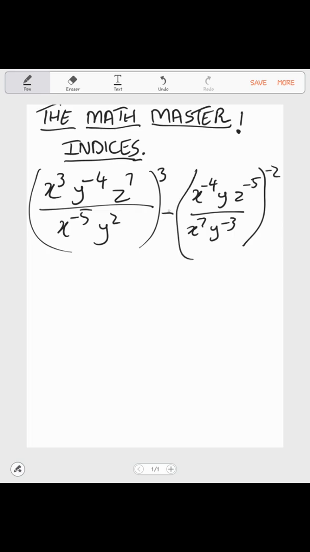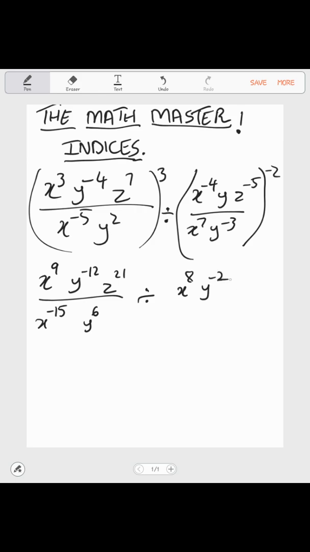Alright, so this is the divide sign right here, and you can easily simplify it. I'm just going to do it quickly. It's x to the power 3 into 3, x to the power 9 y to the power minus 12 z to the power 21, x to the power minus 15 y to the power 6, divided. We can first write it like this, and then multiply. x to the power 8, y, I will tell you what it is, just a minute. z to the power 10, it's not 2, it's z, and over here it's x to the power minus 14 and y to the power 6.